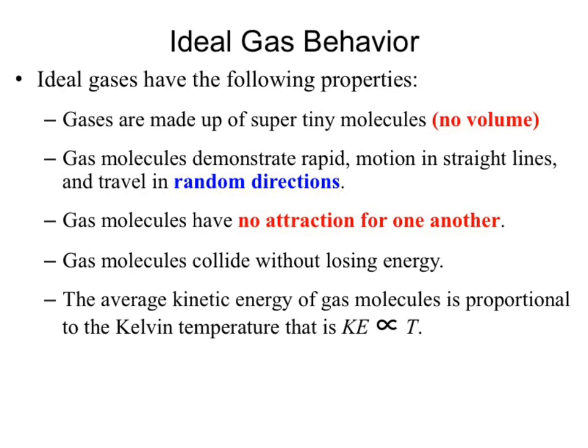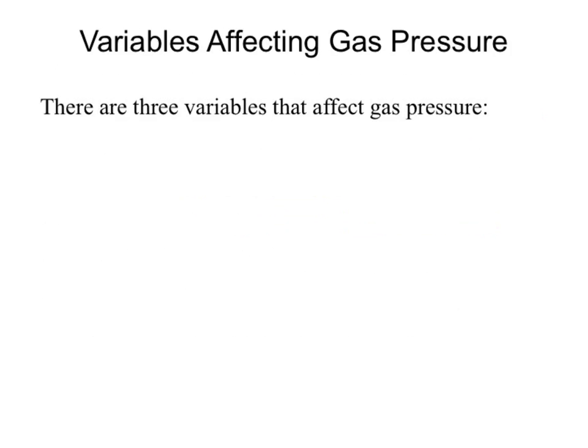Average kinetic energy is proportional to the temperature. What does that mean? If I increase the temperature, what happens to the kinetic energy? It increases. Kinetic energy is a measure of motion. How fast are your particles moving? So if we increase temperature, we're going to move a lot more too. So we can see a proportionality out of that.